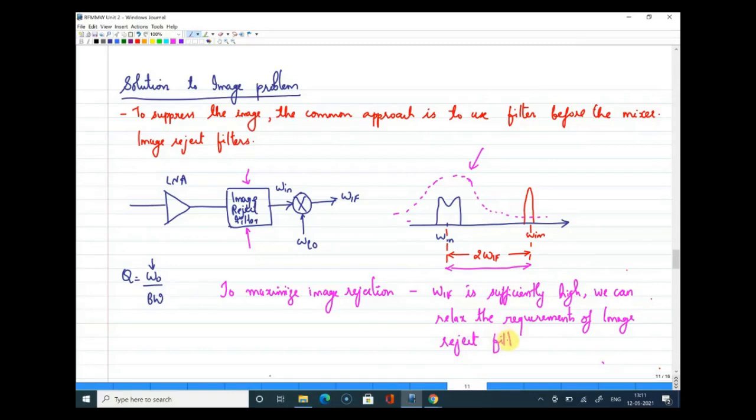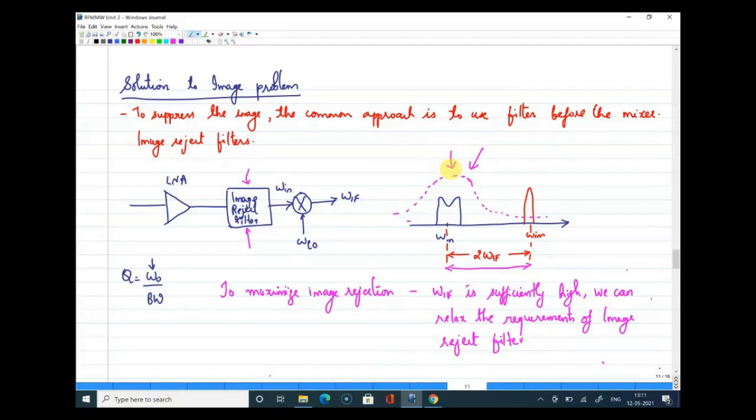Because we are talking about designing a filter still at a higher frequency. So somehow we have to compromise on that, and the only possible option to reject the images properly is if your omega IF is sufficiently high, 2 omega IF will be still higher, and by relaxing the requirements of the filter with some kind of this response, you can sufficiently reject the images, right?